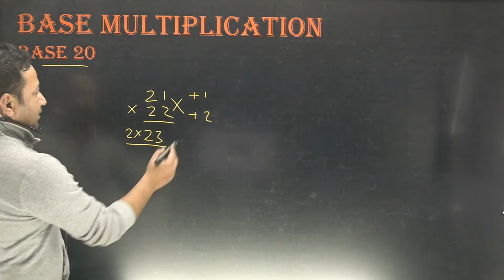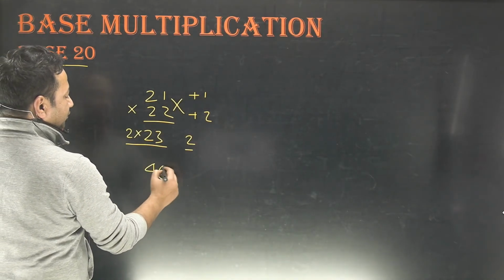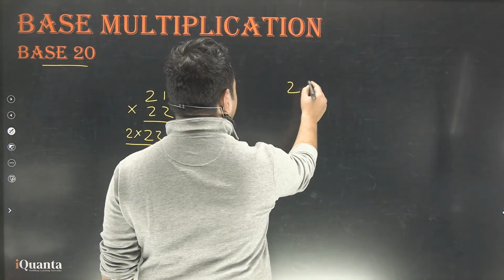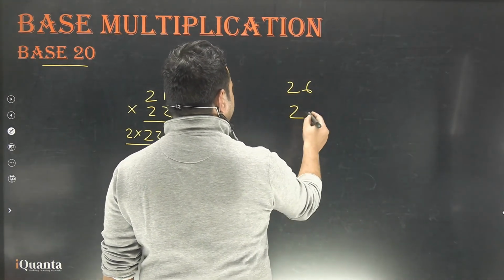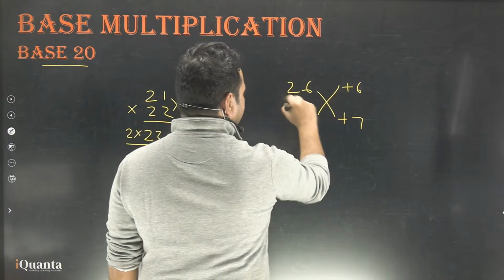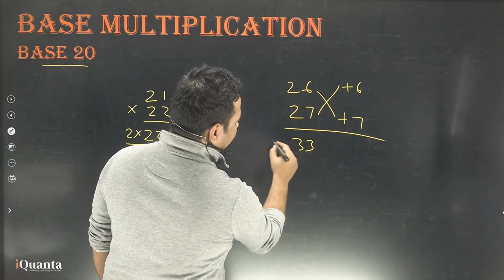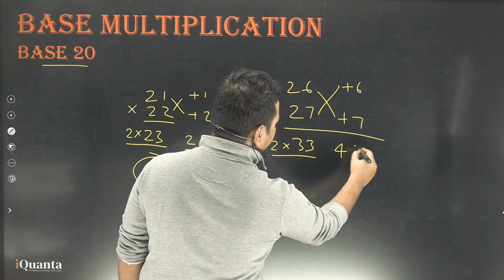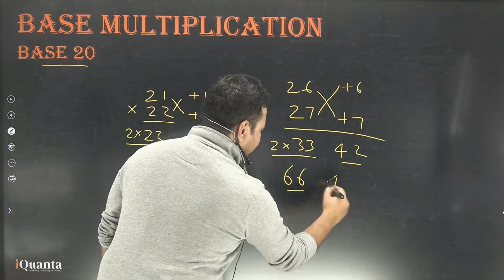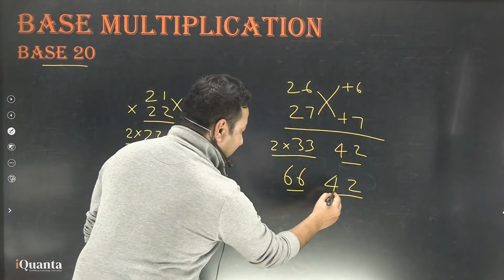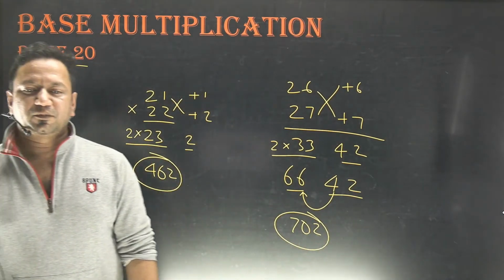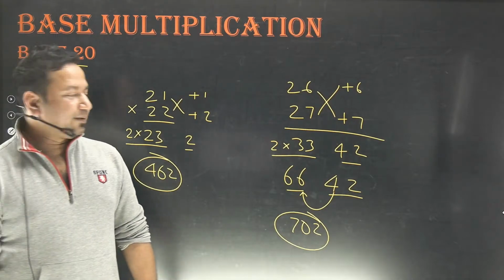Done. 1 into 2 is 2. So 462 has to be our answer. The same thing will happen if I take a larger number, 26 multiplied by, let's say, 27, plus 6 and plus 7. In both the cases, you will get 33. Need to multiply by 2. 6 7s are 42. Now you know that 2 digits are not allowed. 4 has to go here. Answer will be 702. Is that clear? Yeah, I'm repeating.